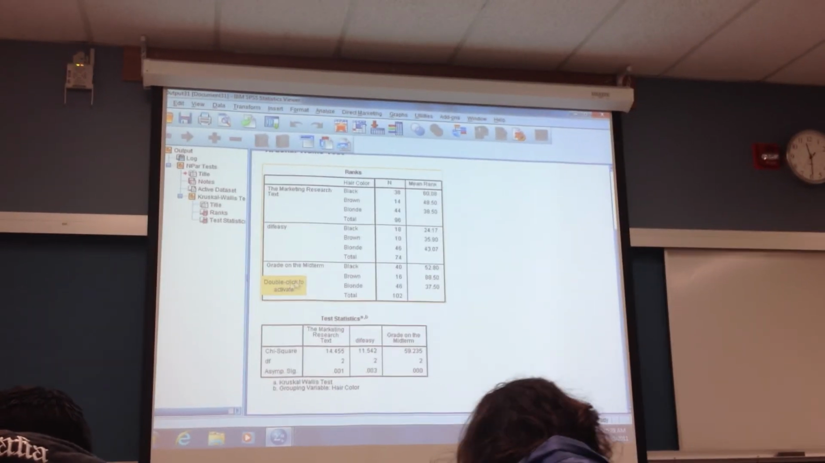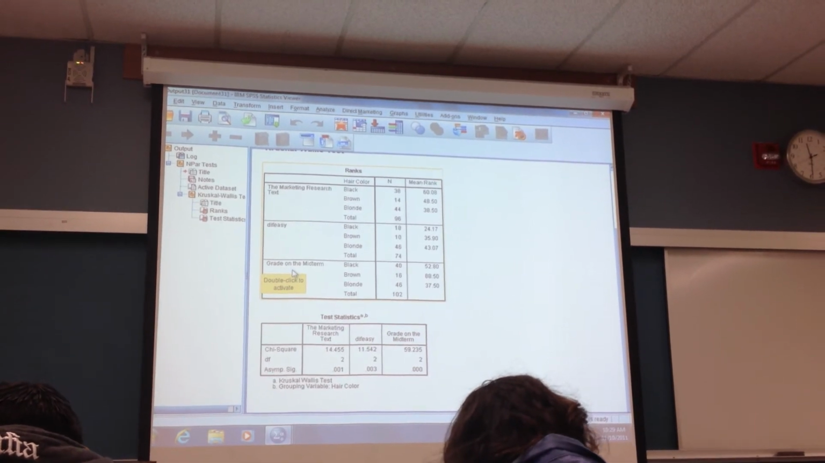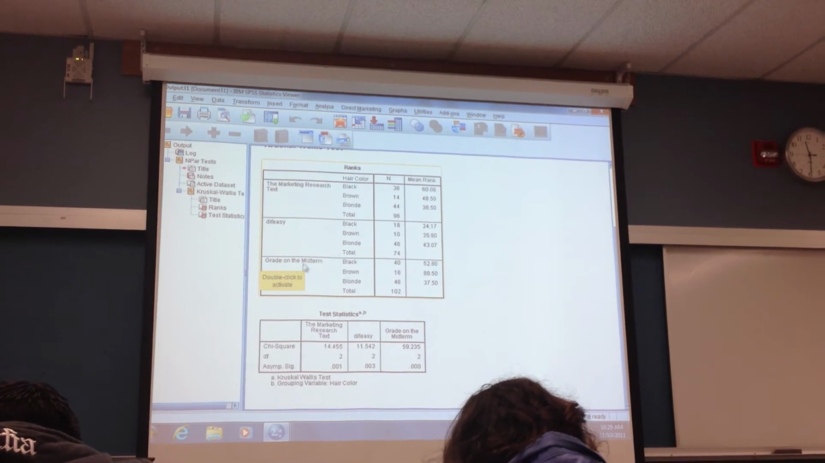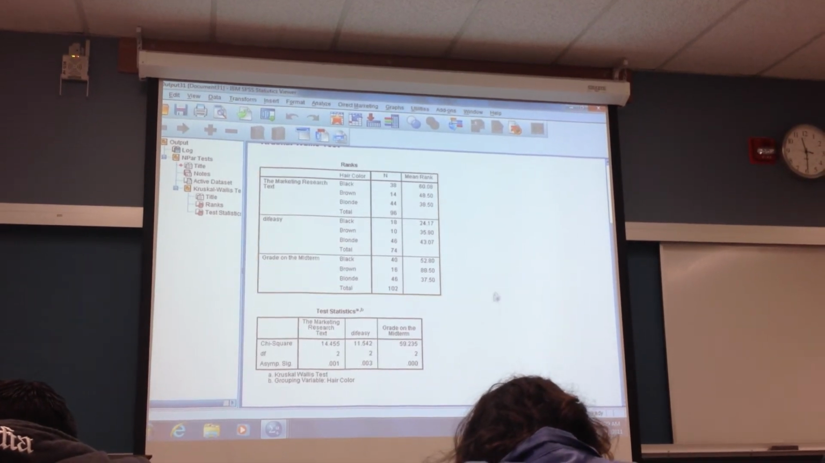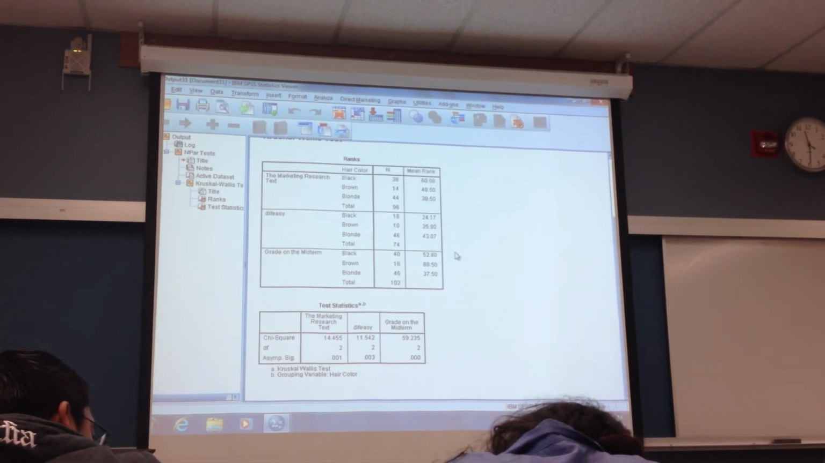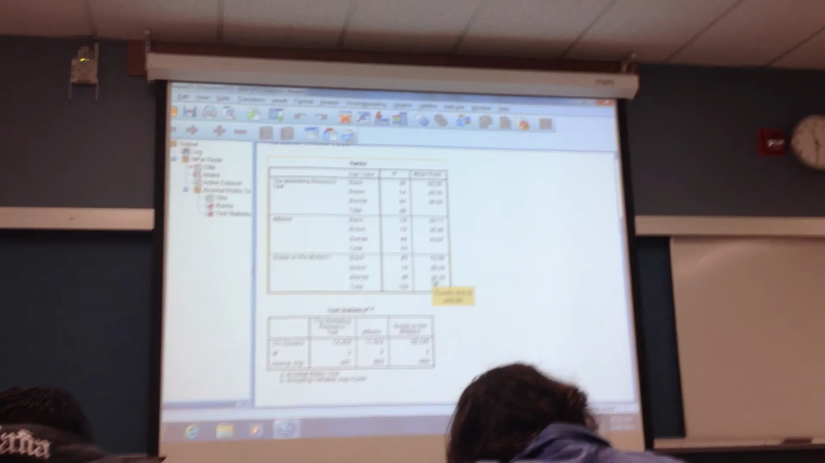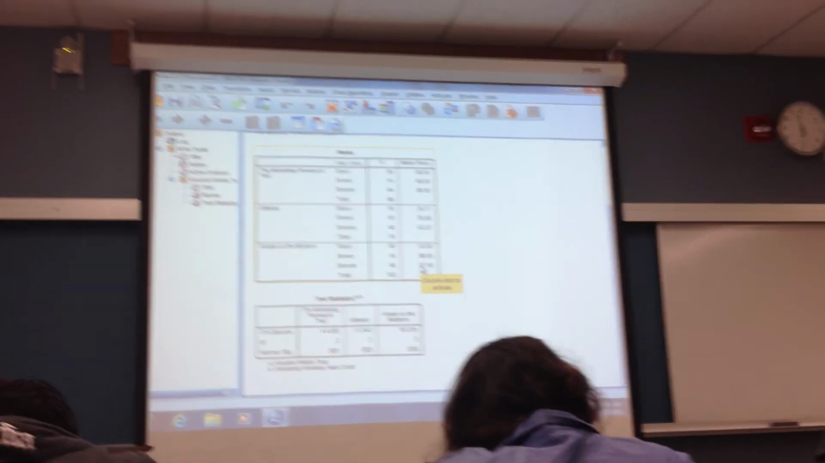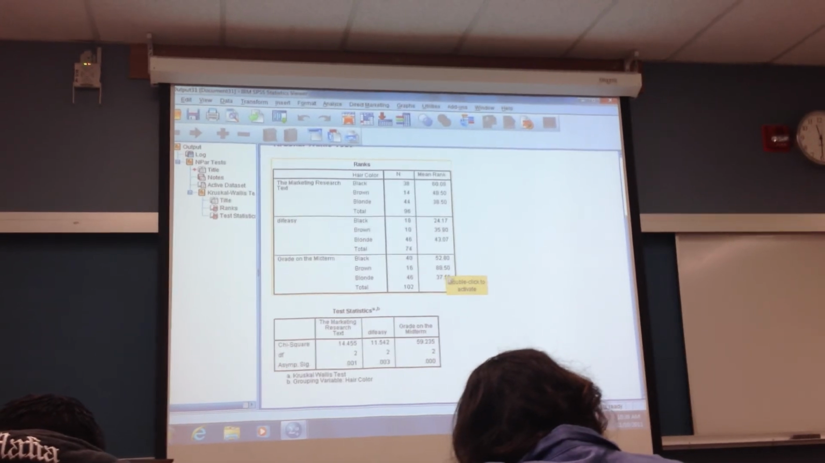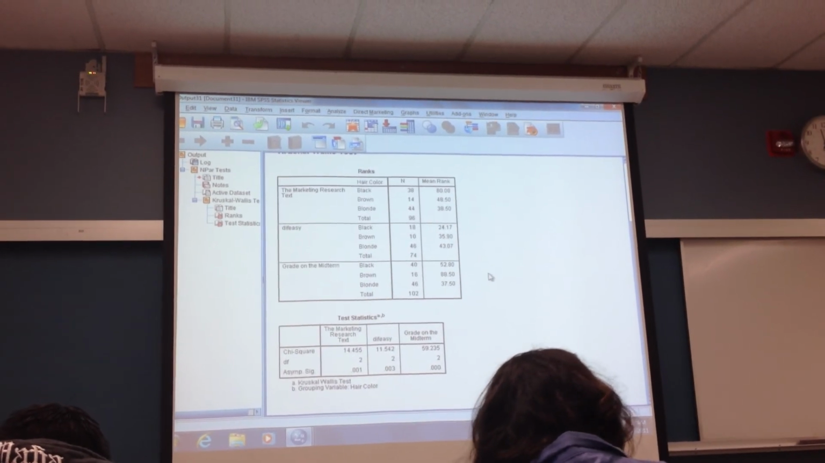Grade on the midterm. 1 and 2 were the values on this. Remember, 1 was the high grade and 2 was the low grade. So who's more likely to get the high grade? Blondes. It's going to be the blondes in this case, because the 1 is the high grade. And the ones who get the low grades are the browns. Any questions on that? No.